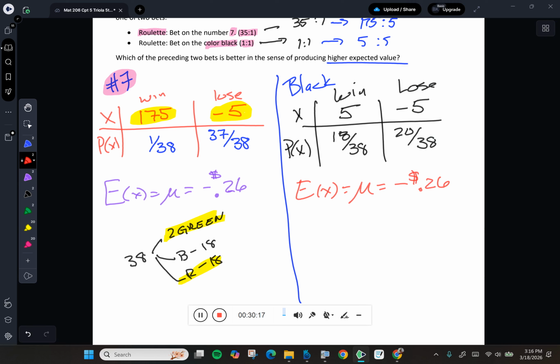So if the expected values are the same, and that means that if I play this game all day long, on average I lose 26 cents, does it matter whether I'm betting on a single number or whether I'm betting on a color? Maybe I should bet on green. Nope, expected value is still negative 0.26. Oh, I know, in Vegas you can bet on 2 numbers at a time. Maybe I should do that. Nope, still 0.26. You can bet on 4, still 0.26 negative.